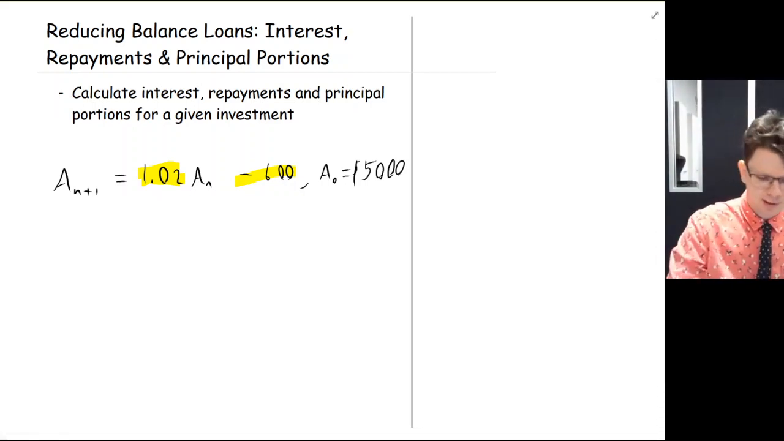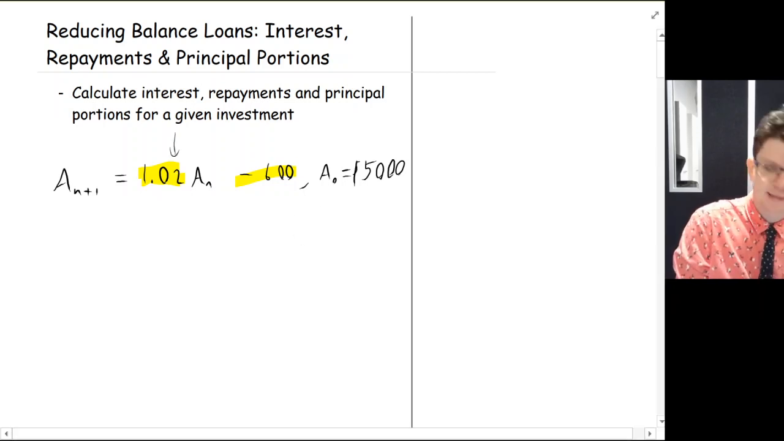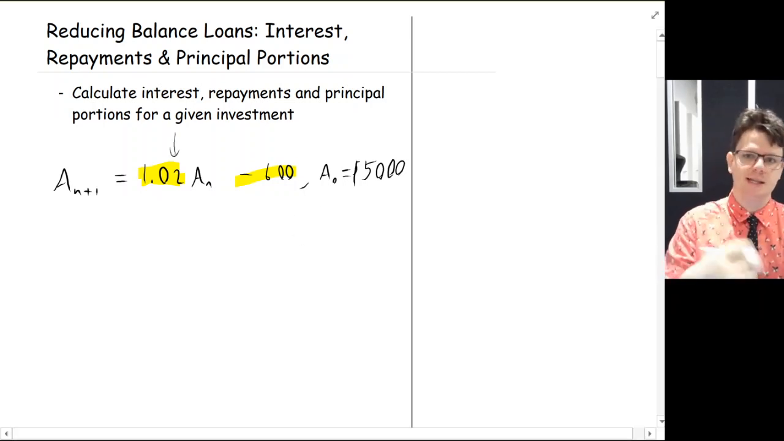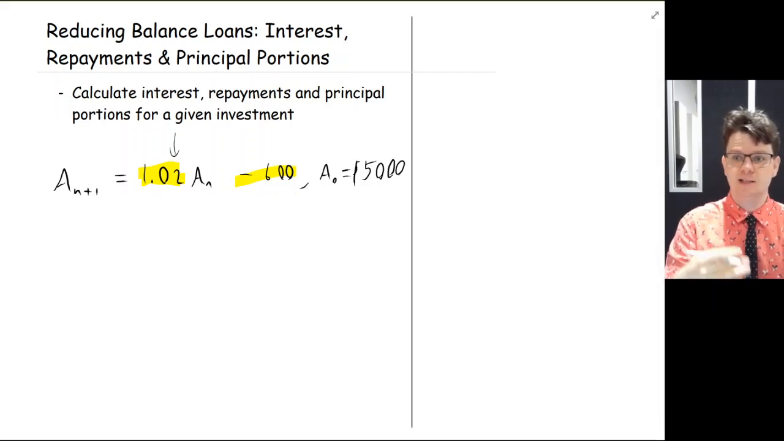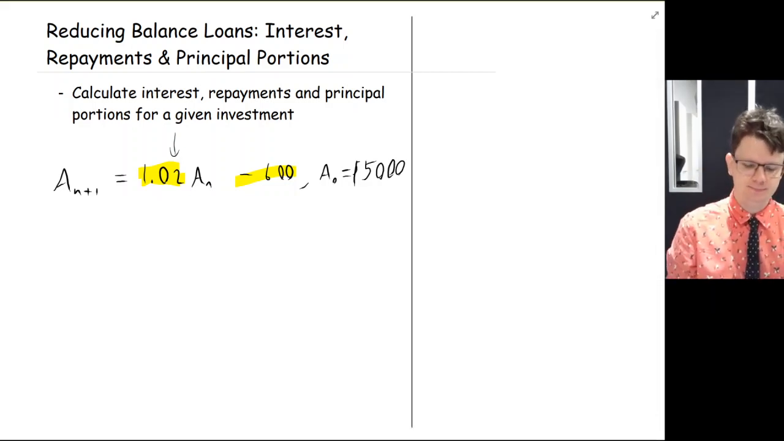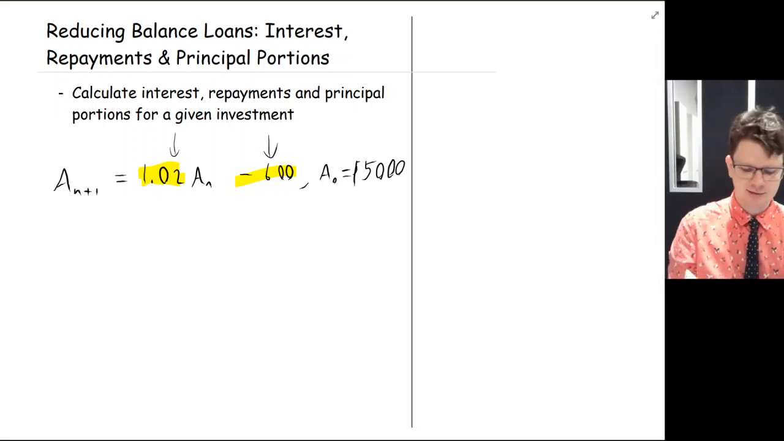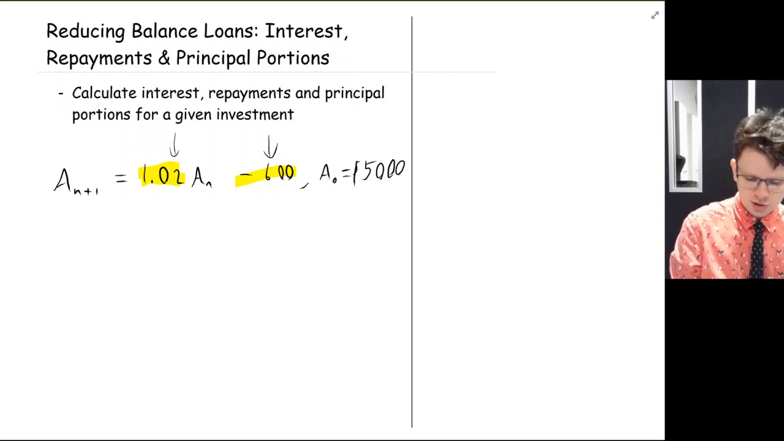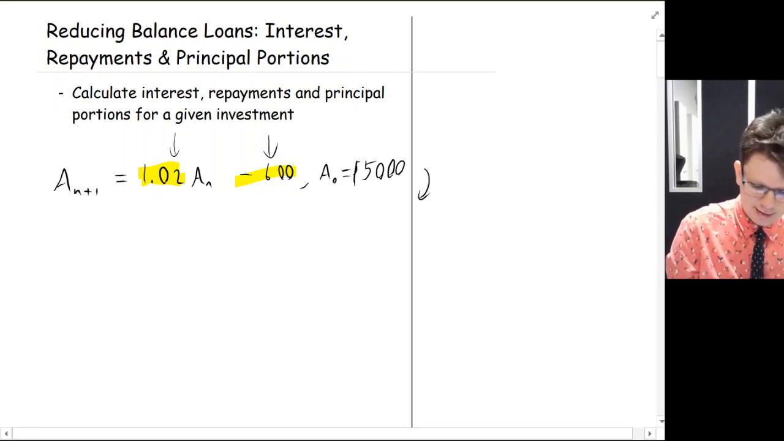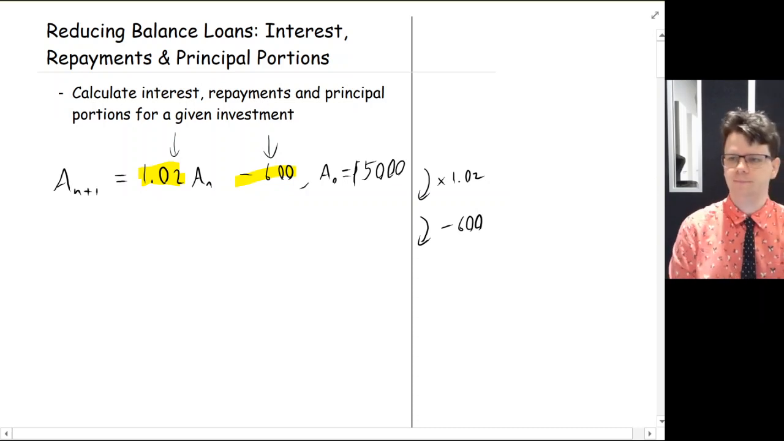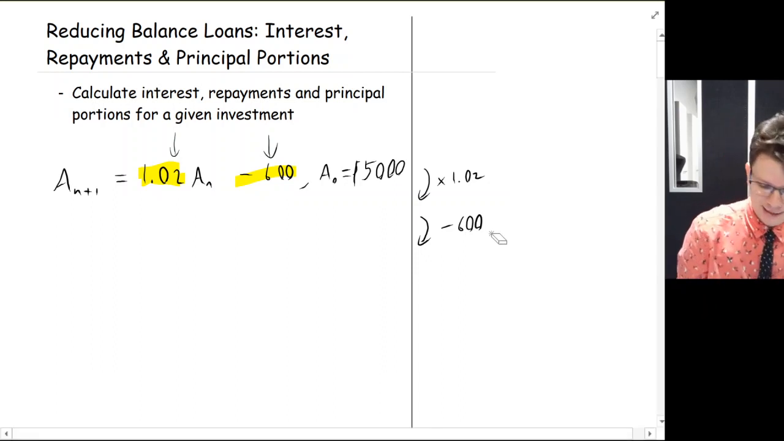So let's break that up. This part over here is our increase. It is the interest that's getting added to the account. It's making our loan bigger. This is the bad part. This part here is our repayments. It's what we're paying back bit by bit to try to get this $5,000 back to zero. So each time we're doing this, A gets a little bit bigger, multiplied by 1.02, and then it gets a little bit smaller by $600. Every single time we repeat this process, that's what's happening. So I want to be able to break it down into those pieces.